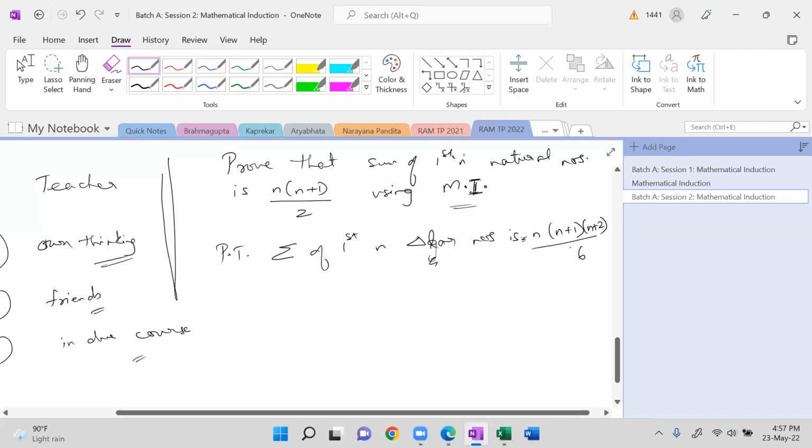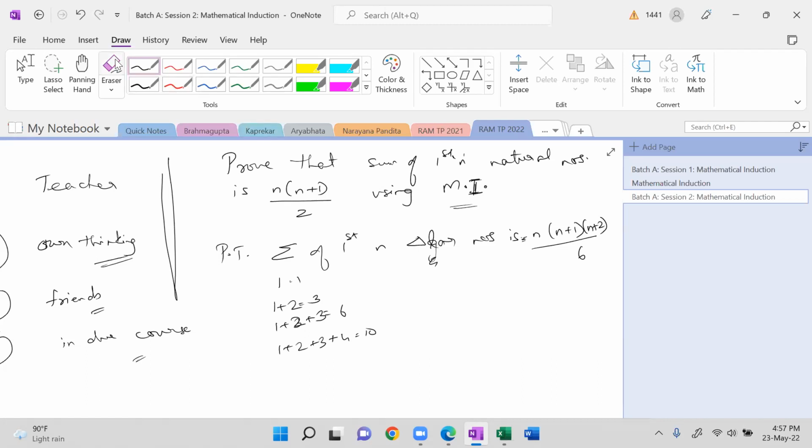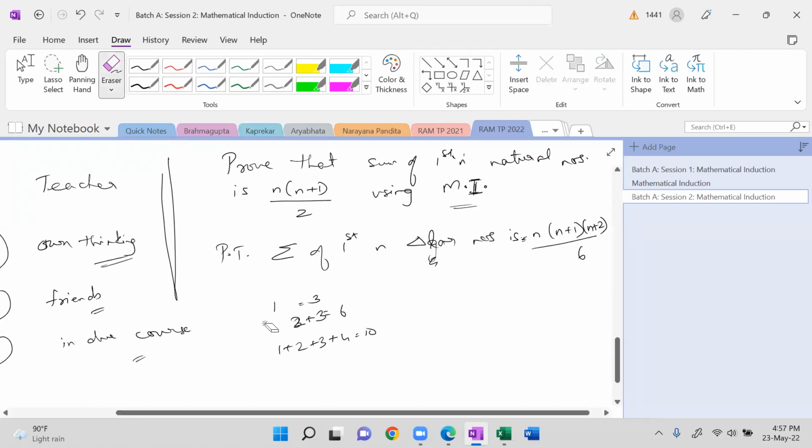I'm sorry, sir, but I often get confused in triangular numbers and such concepts. Can you just revise what triangular numbers are? Triangular numbers are 1, 1 plus 2, 1 plus 2 plus 3, 1 plus 2 plus 3 plus 4. All the numbers formed by n into n plus 1 by 2, where n is a natural number, are triangular. Up to n, right? Yes. Okay.